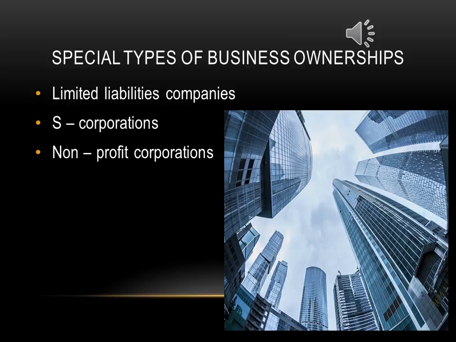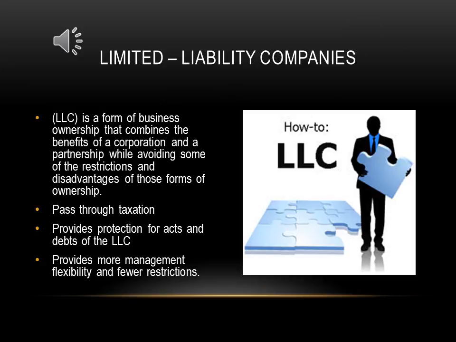Now we will look at the three types of special business ownership: limited liability companies, S corporations, and non-profit corporations. A limited liability company, or LLC, is a form of business ownership that combines the benefits of a corporation and a partnership while avoiding some of the restrictions and disadvantages of those forms of ownership. Pass-through taxation provides protection for acts and debts of the LLC, and it provides more management flexibility with fewer restrictions.